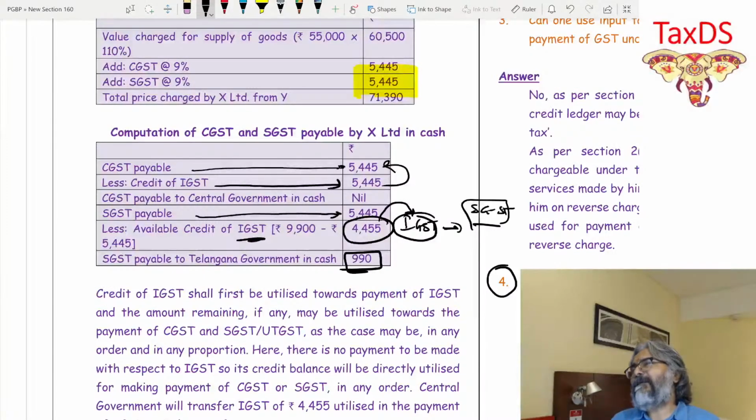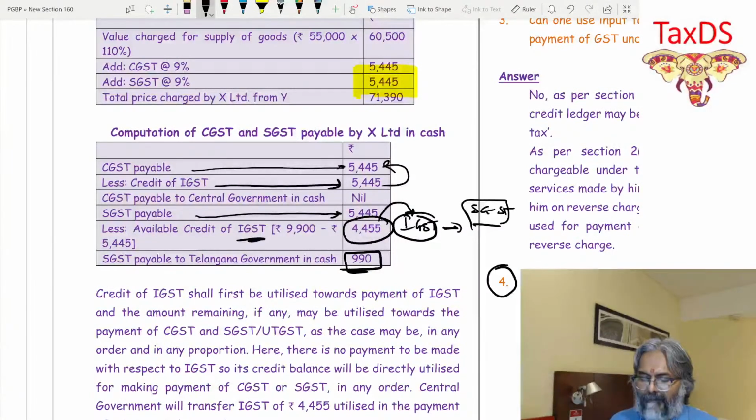So what does it imply? It implies that that much of the amount of the IGST that you have used to pay off the state government liability, that much portion would be transferred to whom? To that state government. The state government in this example is the government of Telangana, students. I hope that all of you are clear with this one.